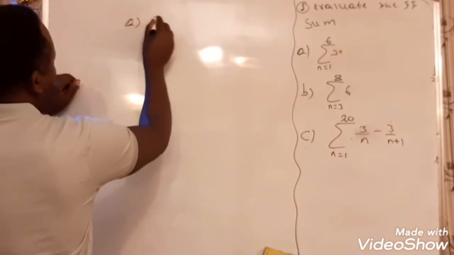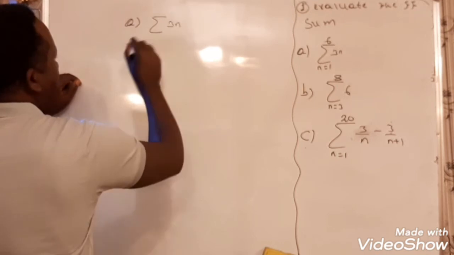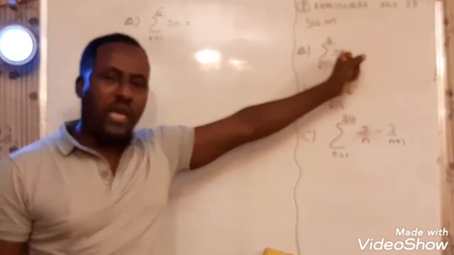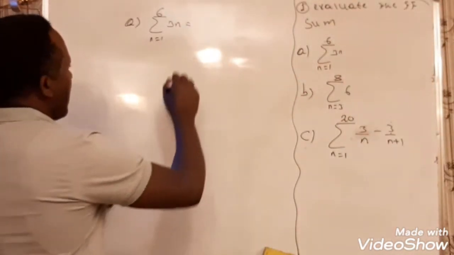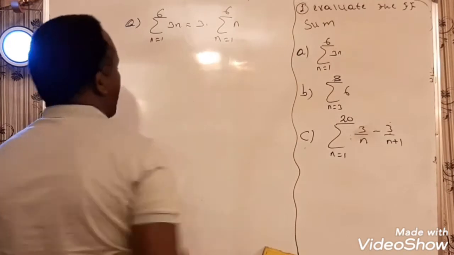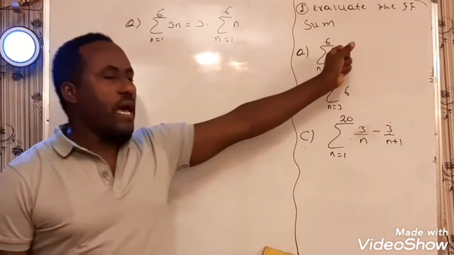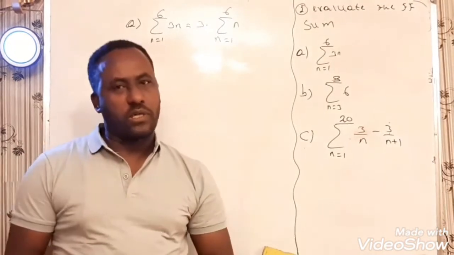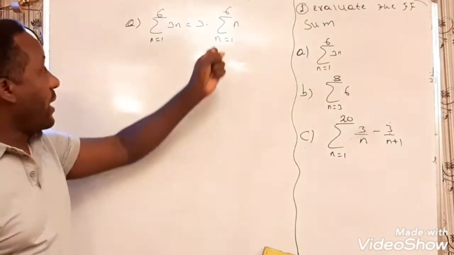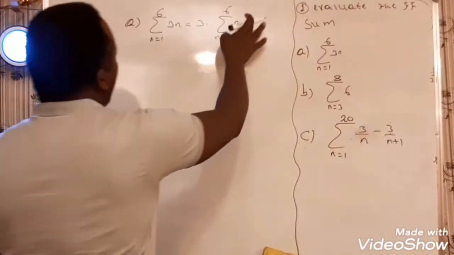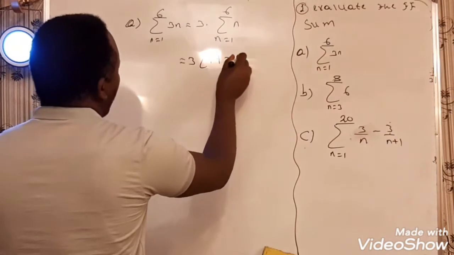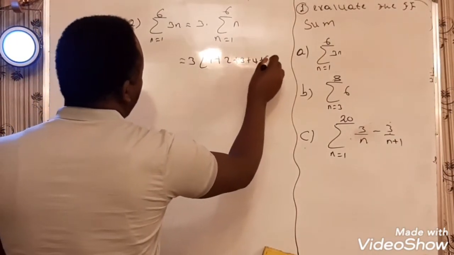On the first problem, the summation of 3n, n running from 1 to 6, since any constant is independent of the summation notation, this is given by 3 times the summation of n running from 1 to 6. So you can take the constant out of the summation notation. The sum of the first 6 terms of the sequence is very trivial. This is given by 1 plus 2 plus 3 plus 4 plus 5 plus 6.